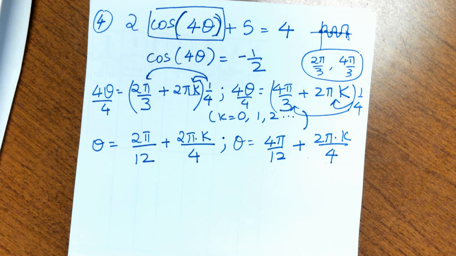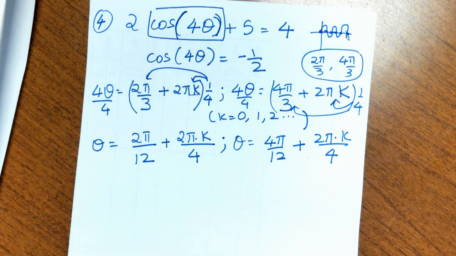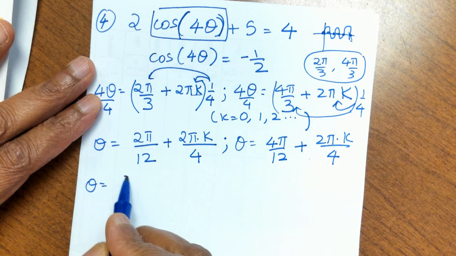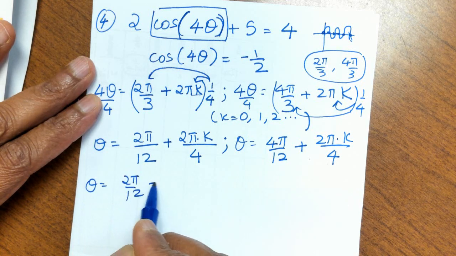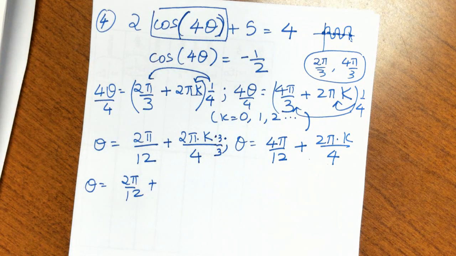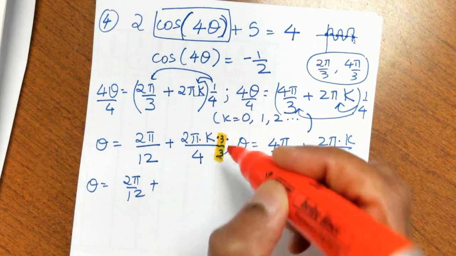So the next step is to make them have the same denominators. So what will you do for them both to have 12? You will multiply top and bottom of this with 3. Everybody good? Alright, so let's do it. I'm doing the left hand side. Theta equals, leave this alone, there's nothing to be done. But this one you will multiply top and bottom with 3, because you want them to have the same denominator.